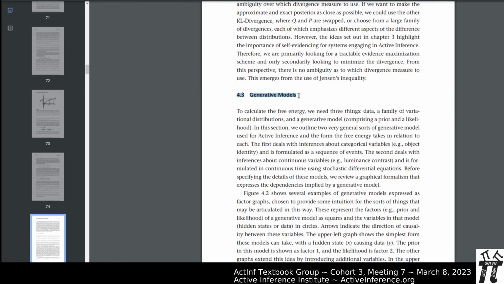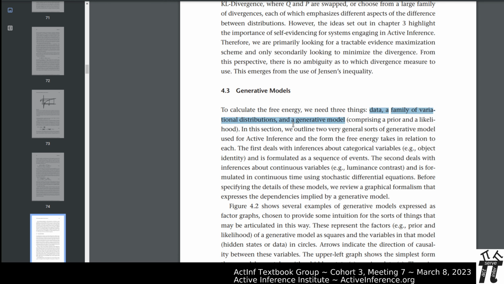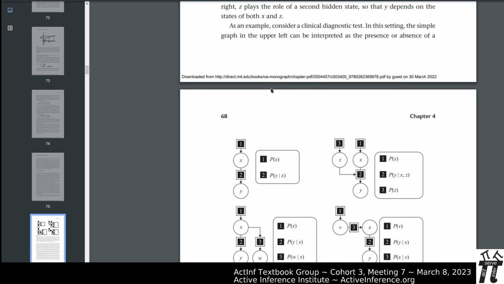Section 4.3 is going to be about generative models. So to calculate free energy, we need three things: data, a family of variational distributions, and a generative model. So, well, the cell is minimizing free energy. Does the cell consist of data, a family of variational distributions, and a generative model? No. Oh, it's lipids and proteins? Okay, it's not minimizing free energy. Your statistical model of the cell, consisting of these three ingredients, can minimize free energy. So that's a key map-territory piece.